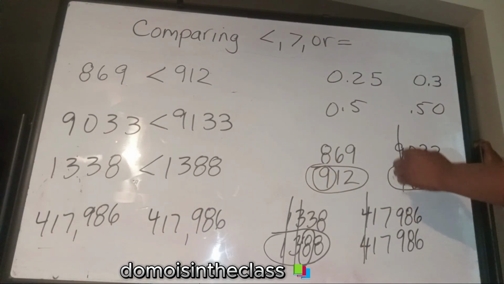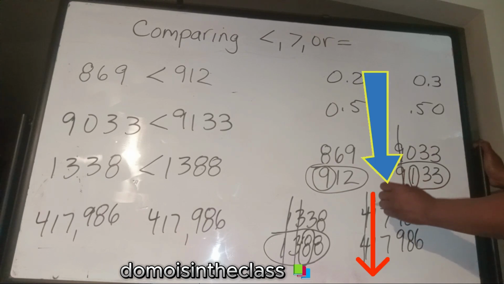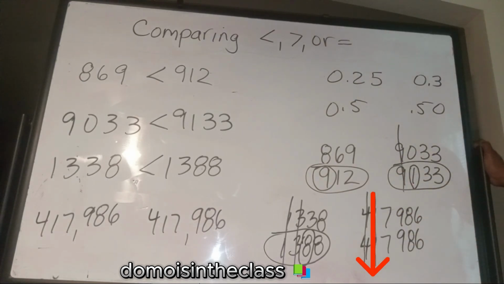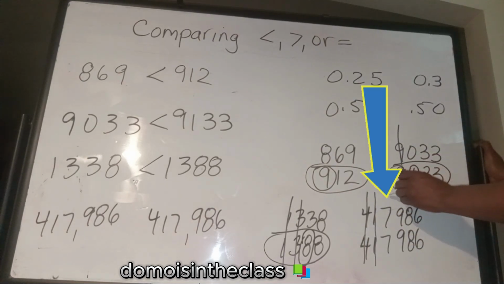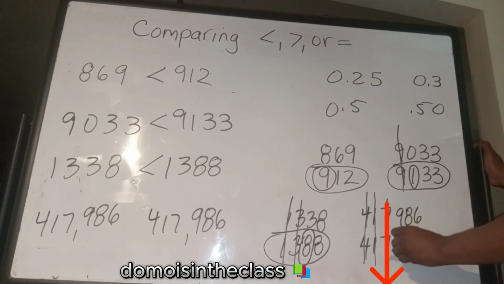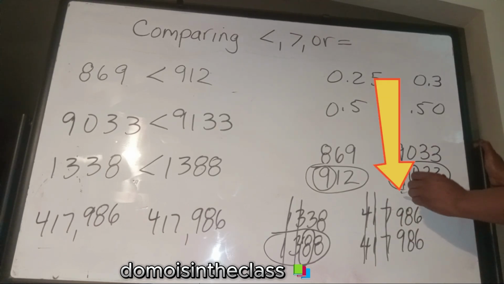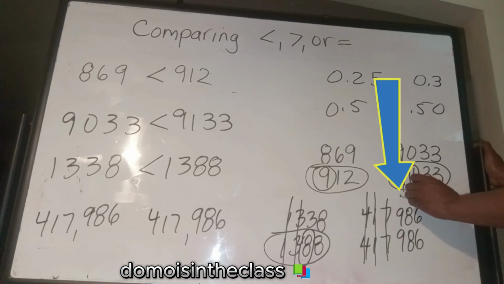And then our next number, those are both what? 1s. So we're going to go straight through it. And our next one is what? 7s? Are they both 7s? Yeah. We'll go straight through it. And what about the next number? Are they both what? 8.